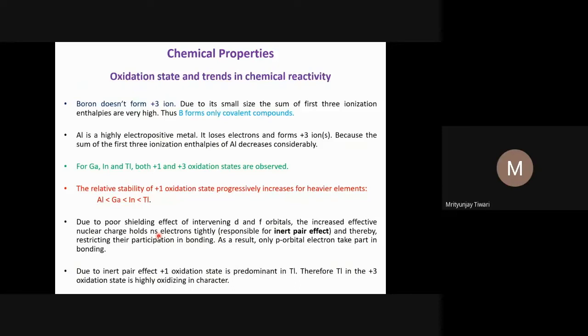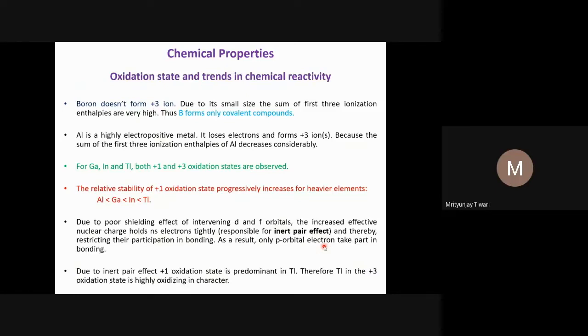Because the ns electrons go closer to the nucleus, and that we call the penetration power, which is responsible for the inert pair effect, thereby restricting their participation in bonding, and so the ns electrons do not take part. As you go down the group, their participation in the reaction decreases. As a result, only the p orbital electrons take part in bonding. For the group 13 elements, the p orbital has only one electron, so only one electron will take part in bonding, meaning the plus 1 oxidation state, because all of them are metals.